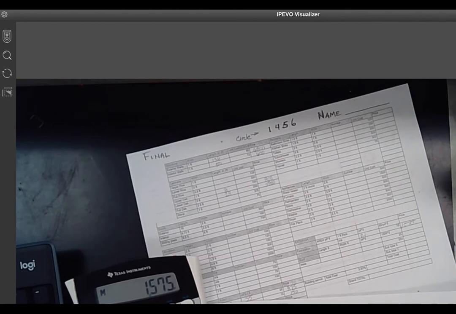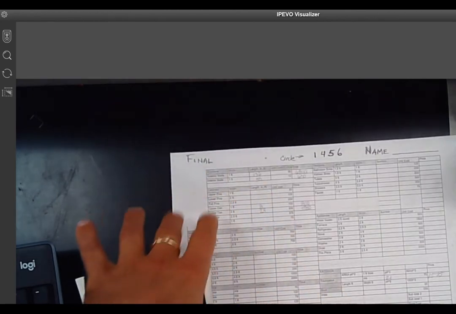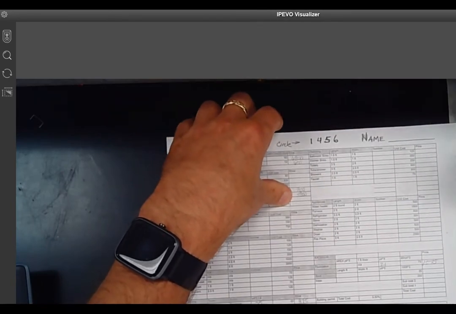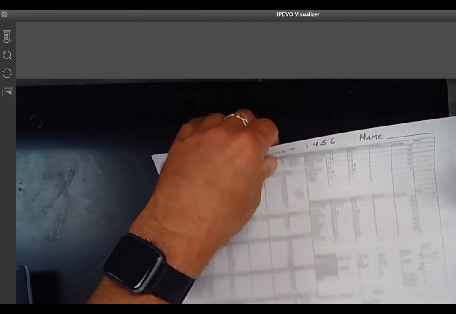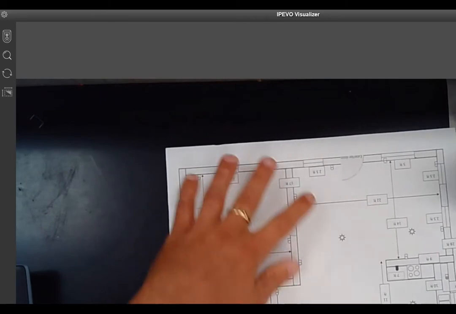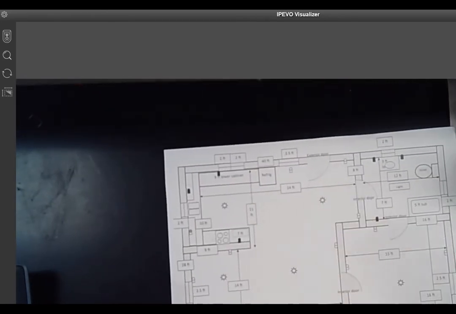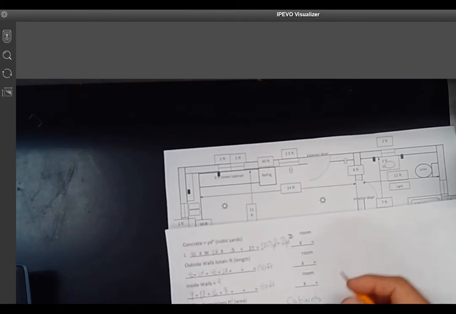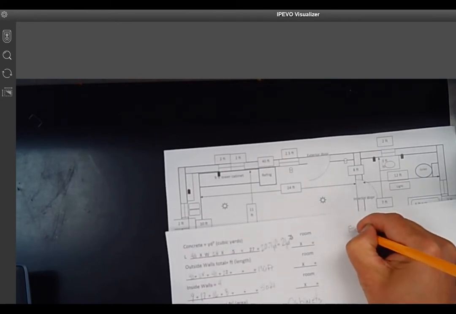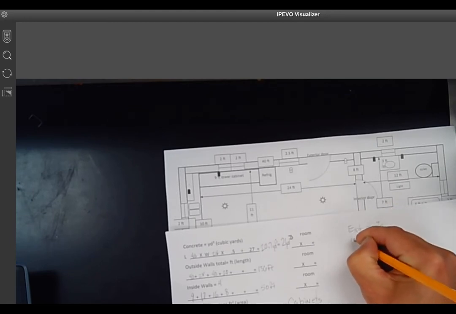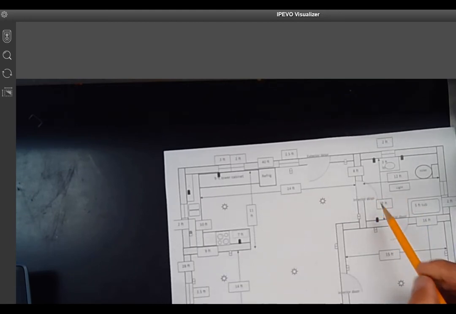Next thing we want to do is start filling out the rest of this sheet. And I'm going to flip it over. And go down through the list. So exterior doors, I have 2. So on my sheet over here, I'm going to write exterior doors, 2. Interior doors, I've got 1, 2, 3.